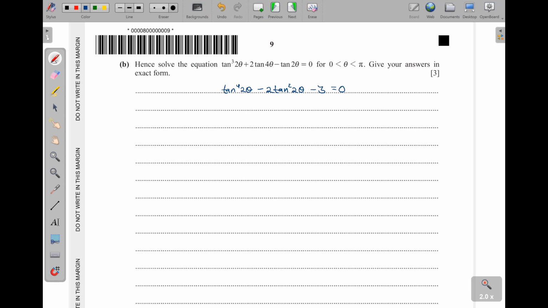This is a quadratic in tan squared 2 theta. Okay. So what we can do, if I have my sum here as negative 2, and then the product is negative 3. Two numbers, when I multiply them, I get negative 3, but when I add them, I get negative 2. That will be negative 3 and 1. So that means here we are going to have tan squared 2 theta, then plus that 1, and then the other one is tan squared 2 theta, then minus that 3, which is equal to 0. Then we shall have tan squared 2 theta being equal to negative 1, because all of these factors are going to be equated to 0. And then tan squared 2 theta will be equal to 3.